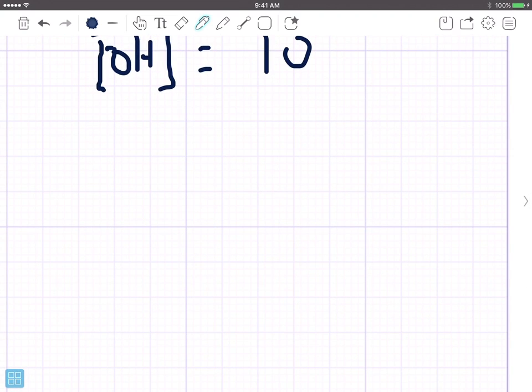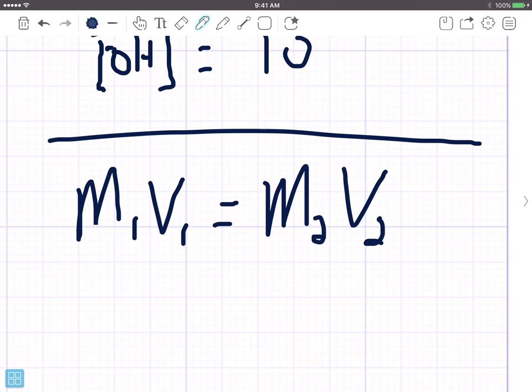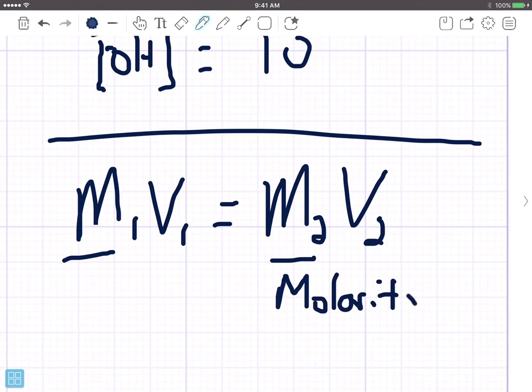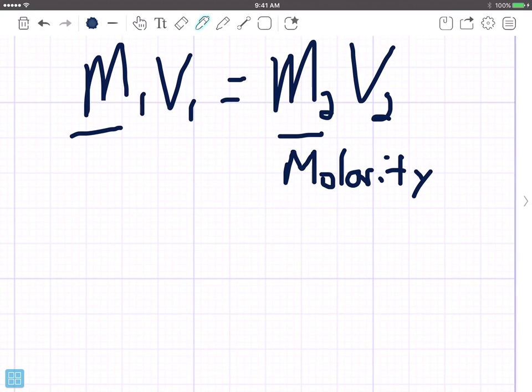And last but not least, there's one more equation we can't forget about: M1V1 equals M2V2. Now, this is talking about our concentration times our volume equal to our concentration times our volume. This is in units of molarity. Moles per liter times liters will give us moles. And where this is useful is when you're creating a dilution of an acidic or basic reaction.